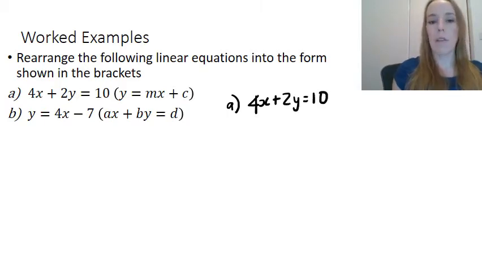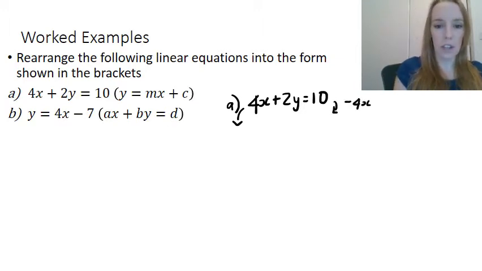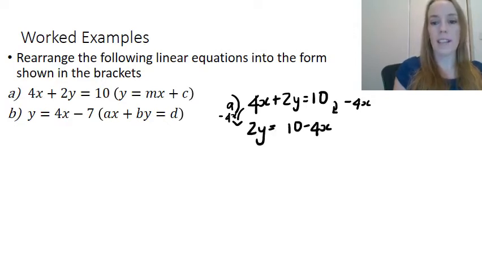Now, it's just about rearranging formulas by doing the inverse. We know how to do that. So we're going to move the 4x to the other side because we don't want the y and the x on the same side. So we're going to take 4x from both sides. So that leaves us with 2y equals 10 take 4x. And now I'm just going to rearrange that because we want the x before the y-intercept. So 2y equals negative 4x plus 10.